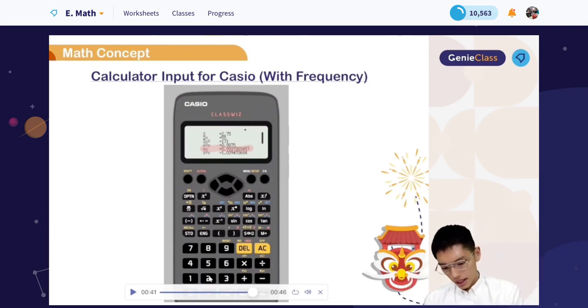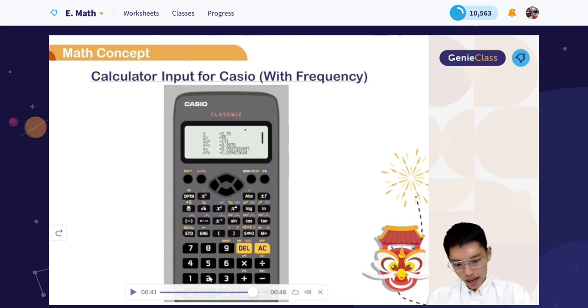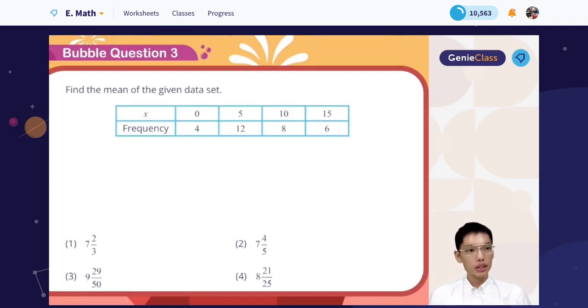All right. Now, with this notion, I hope it's a little bit clearer with frequency. Let's try again with a bubble question. Find the mean of the given data set. Same thing, give it a shot. You can use your calculator, or if you want, you can write it out and calculate the top and the bottom with the calculator at your own pace. One minute, launching the bubble launcher in 3, 2, 1, let's go.